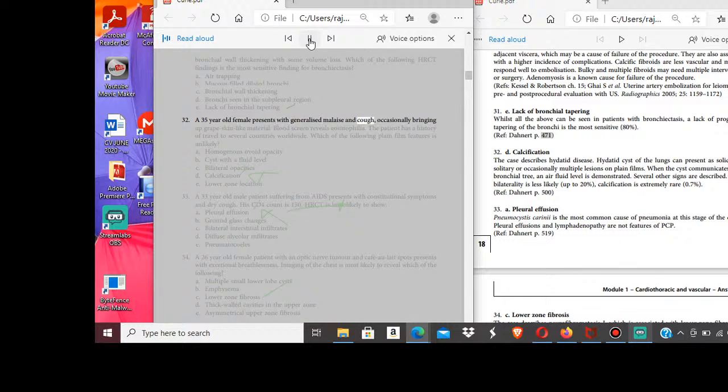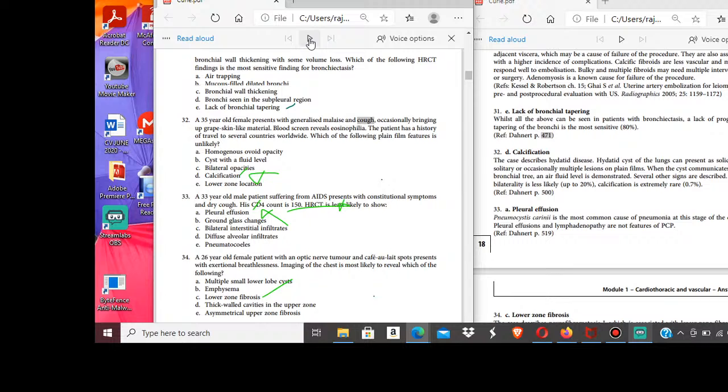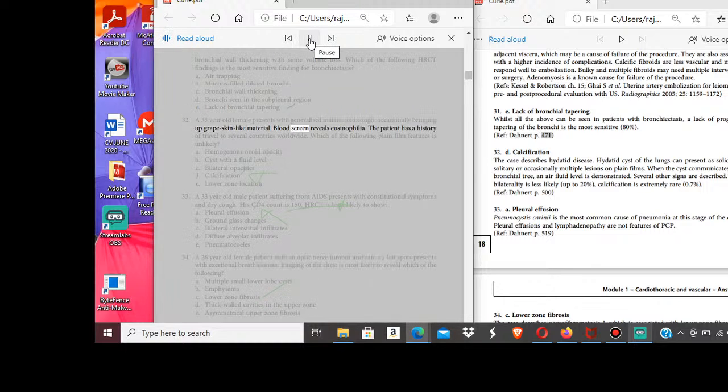32. A 35-year-old female presents with generalized malaise and cough. Cough, occasionally bringing up brick skin-like material. Blood screen reveals eosinophilia. The patient has a history of travel to several countries worldwide. Which of the following plain film features is unlikely? A. Homogeneous ovoid opacity. B. Cyst with a fluid level. C. Bilateral opacities. D. Calcification. E. Lower zone location.